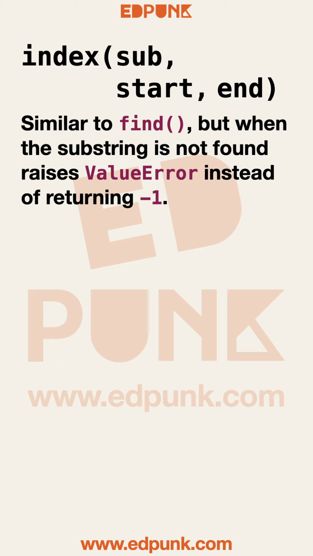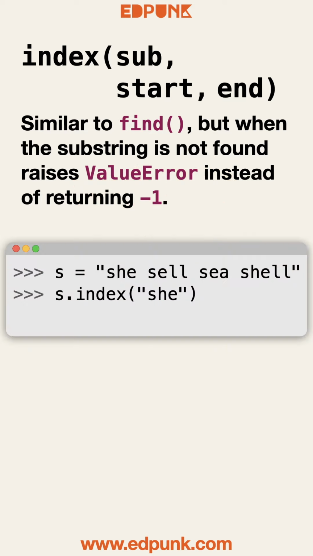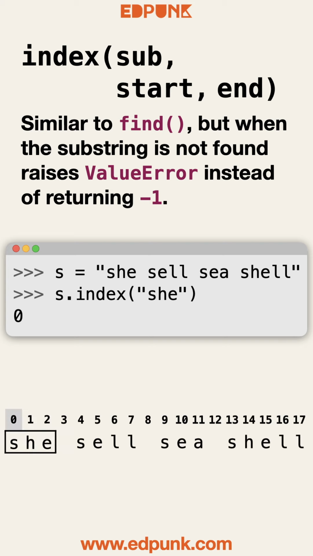Moving on to the next method. The method index is the same as the method find we discussed previously, with just one difference. Whenever the method is unable to locate the substring, it raises a ValueError instead of returning -1. For example, let us assign a string "she sells seashell" to a variable s. Now, s.index("she") starts looking for the substring "she" in the string. In this case, it finds an occurrence starting at index 0, so it returns 0.